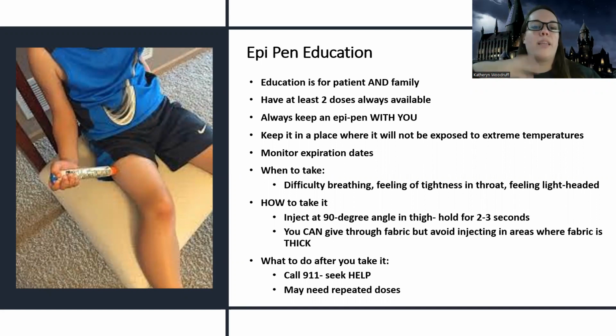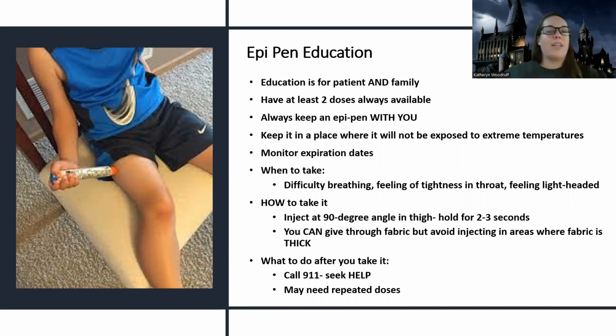So patients like that, if they get a dose, they should always be carrying an EpiPen with them. They have one in the house. They should also have one while they're out and about, because they can have a reaction later. So education is for the patient and the family. They should always have at least 2 doses always available that are not expired.